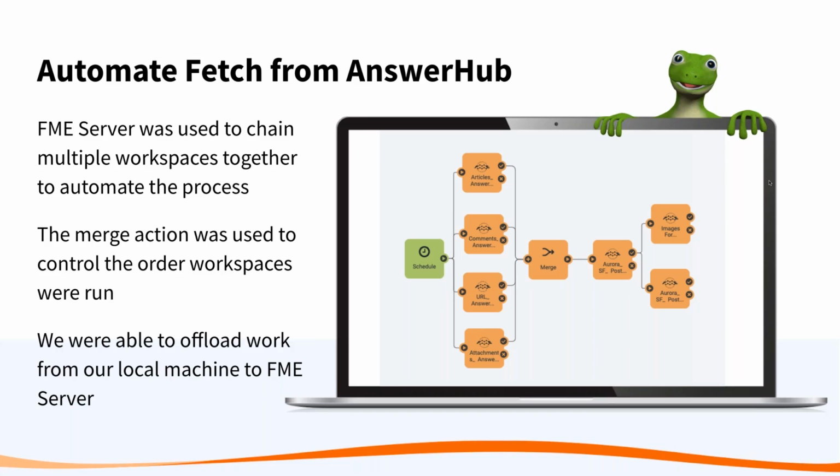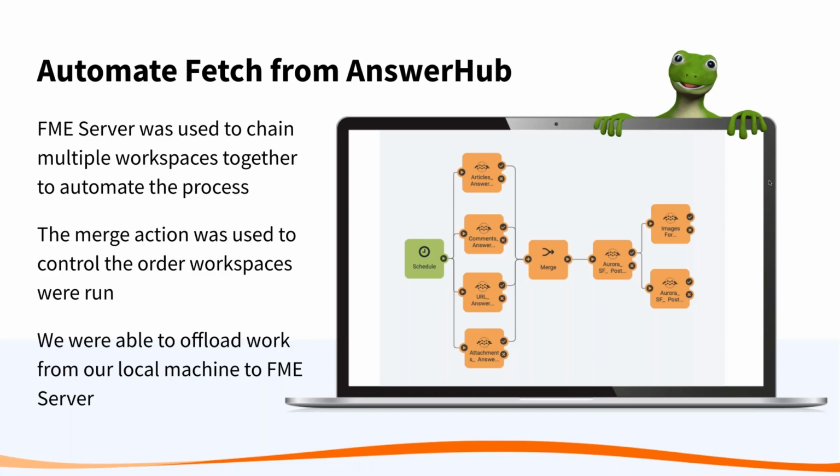In the screenshot, you can see that the merge action is the center point here. This was really useful because we could have all the workspaces, for instance, fetching data from Answerhub running in parallel here. So that's the first 4 workspace actions. Those all feed into a merge action, which will wait until they're all finished before kicking off the next section, which was actually the posting of all that data to Salesforce.